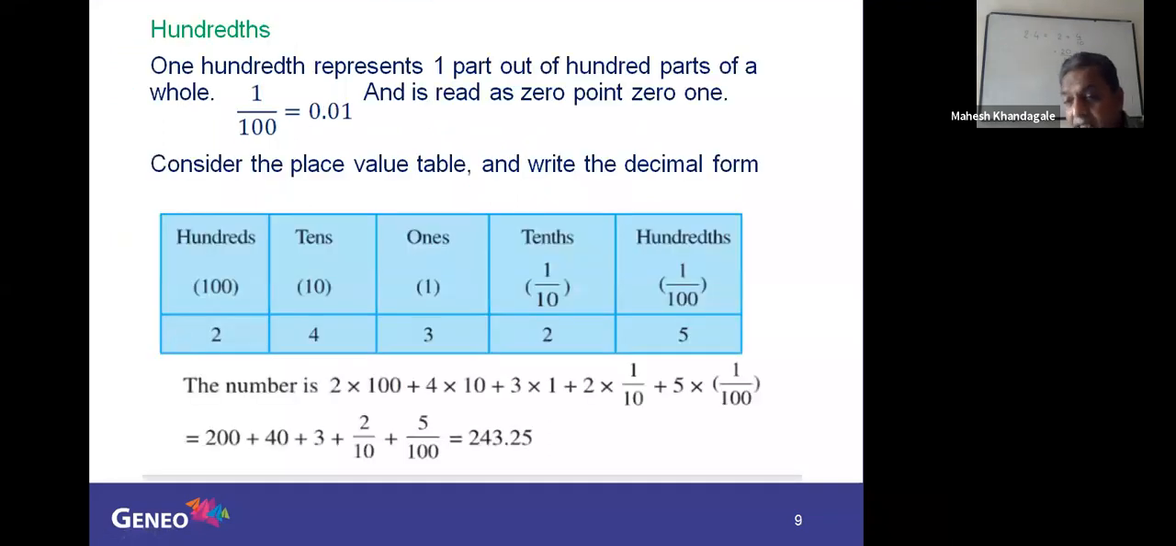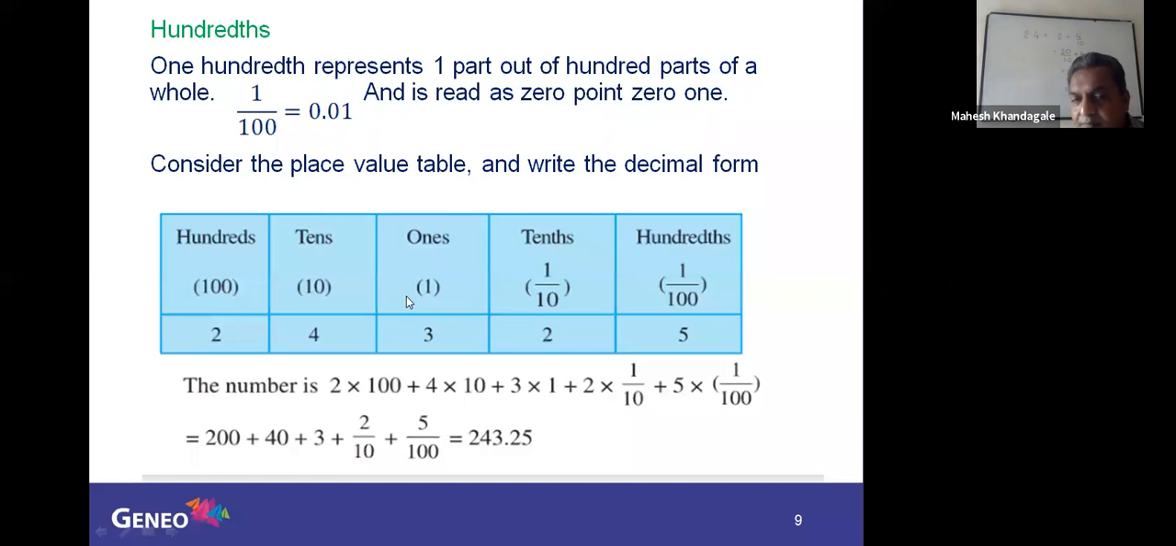Similarly, 100. So what does a 100 show? It shows one part out of 100, and it is written as 1 upon 100. So the denominator always shows the number of equal parts into which one whole is divided. Okay. And in decimal, we will write this as 0.01, which is also read as 0.01.